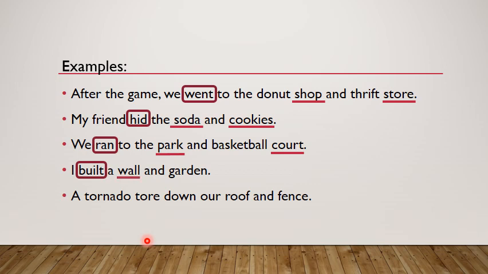Excellent. Wall and garden. A tornado tore down our roof and fence. Where is the verb? Tore, that's correct. Where is the direct object, or where are the direct objects? The roof and fence. Well done.